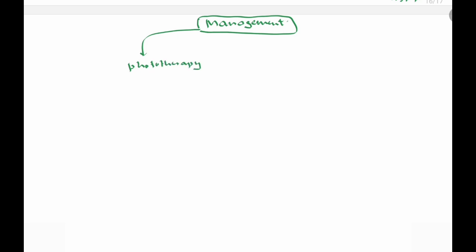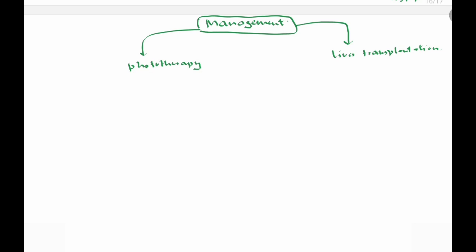Now, coming to the management of unconjugated hyperbilirubinemia. Before discussing the management and newer therapies, I want to point out two important things here. One is about phototherapy and second is about liver transplantation. In the process of phototherapy, unconjugated bilirubin is converted to photoisomers which are water soluble and are thus excreted in urine. That's why phototherapy is beneficial.